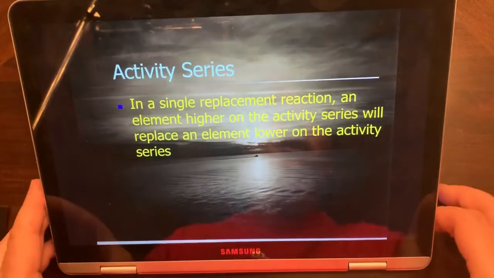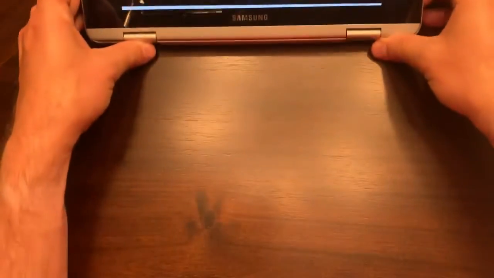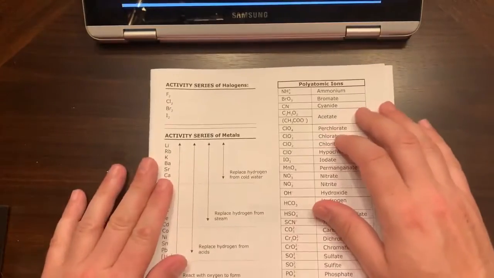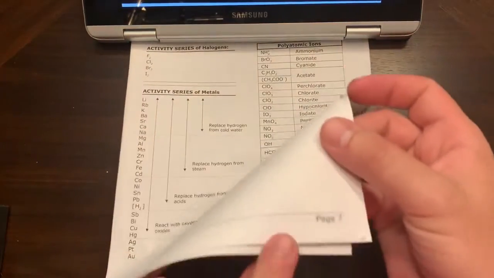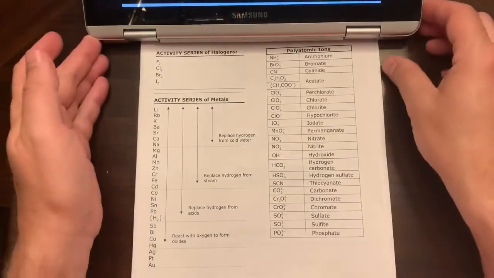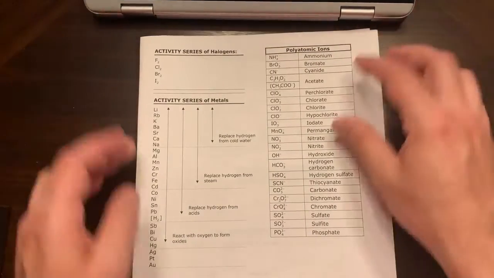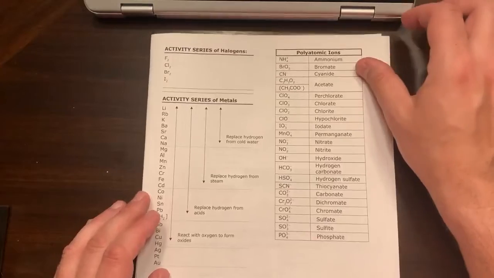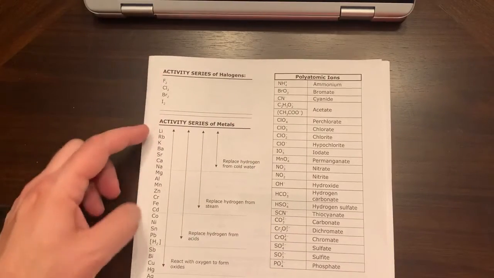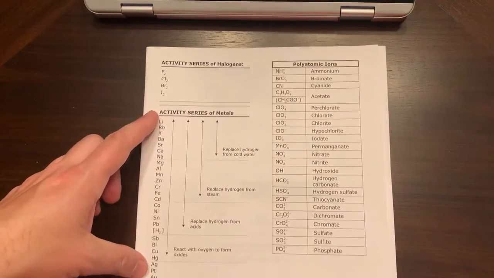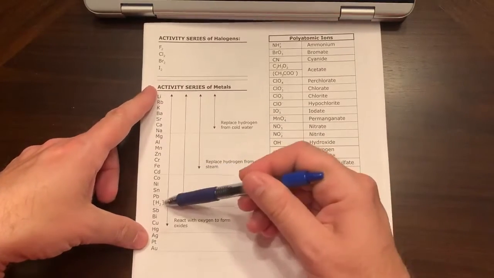on the activity series. So to do that, we need to look at our reference tables, and on page 7 of our reference tables, you'll find this activity series. And there's actually two activity series. There's an activity series of halogens, and then there is an activity series for metals plus hydrogen.